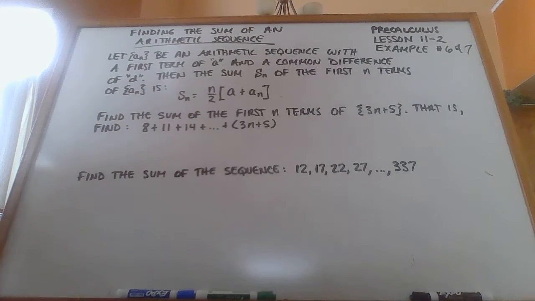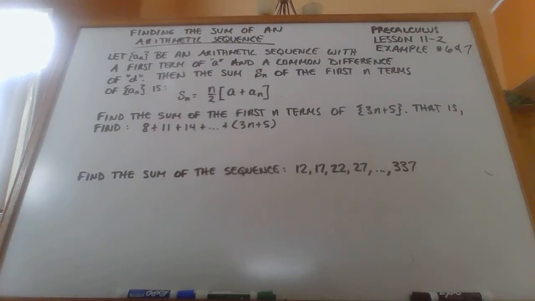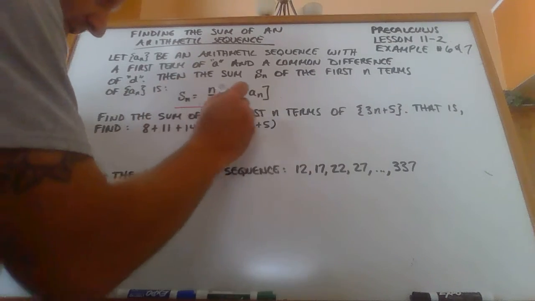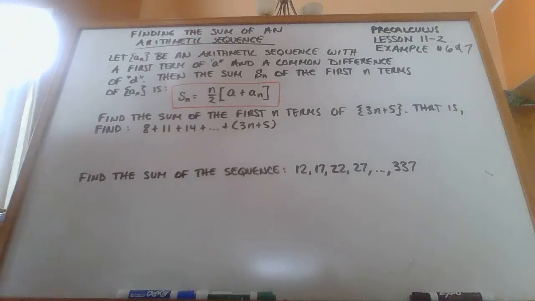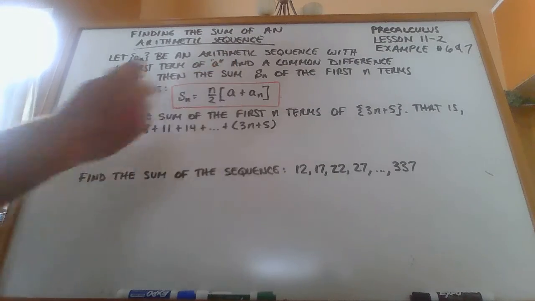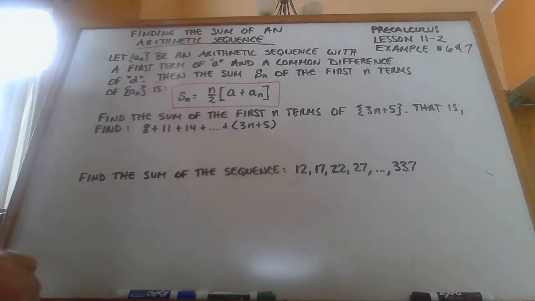Okay, hopefully I can fit both these examples in on this board here today. So we're going to find the sum of an arithmetic sequence. Let a sub n be the arithmetic sequence with a first term of a and a common difference of d. Then the sum S sub n of the first n terms of a sub n is right here. The sum of the first n terms is n divided by 2 times the first term plus the last term.